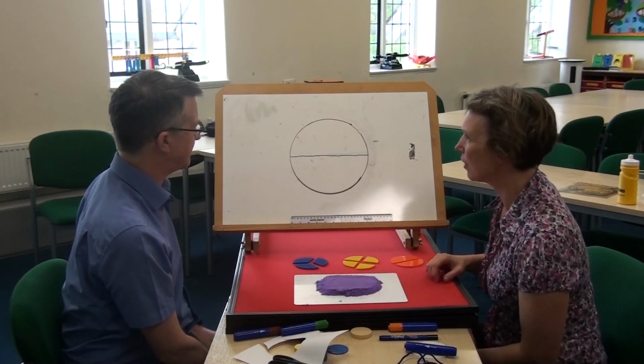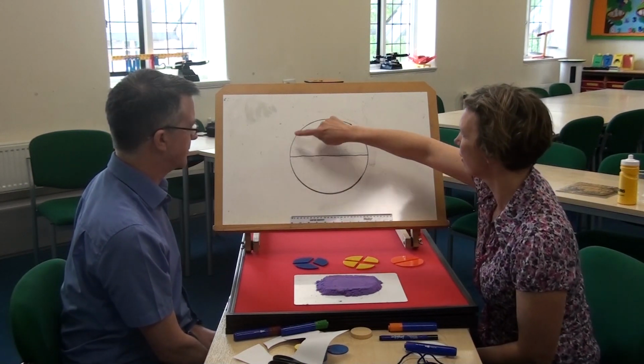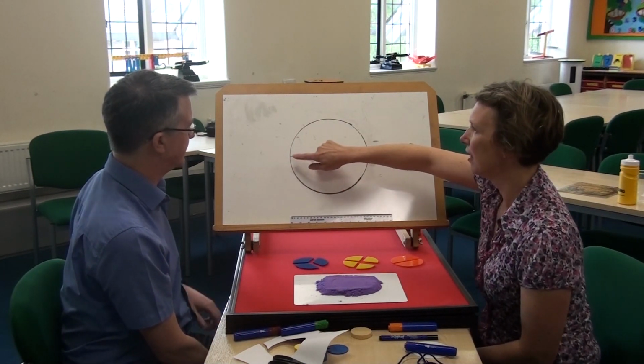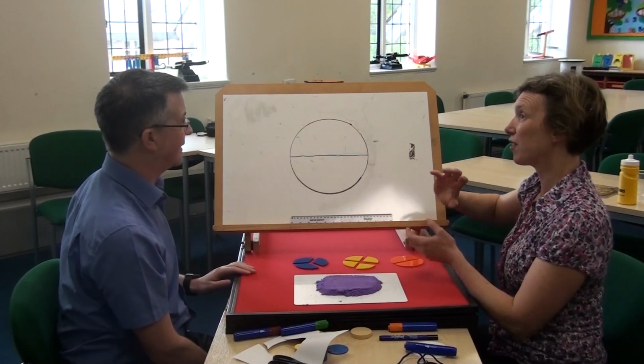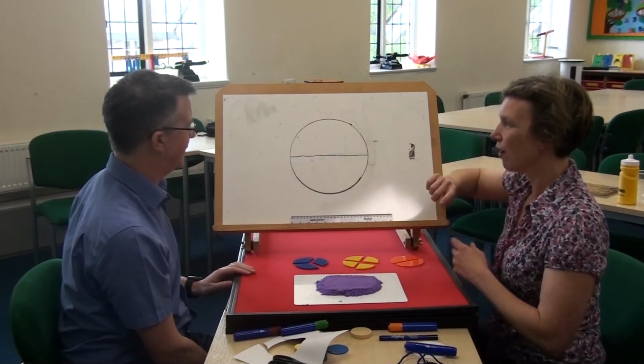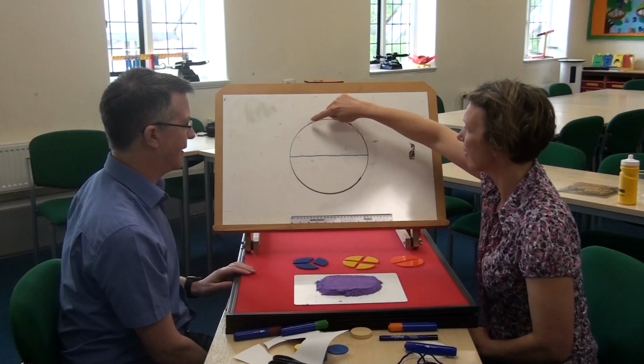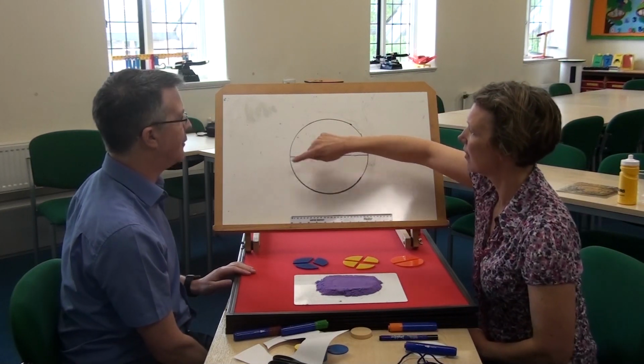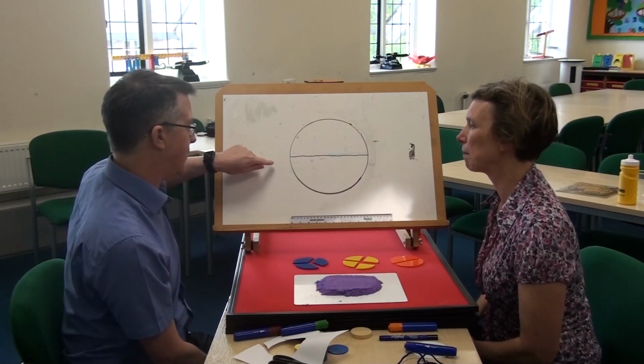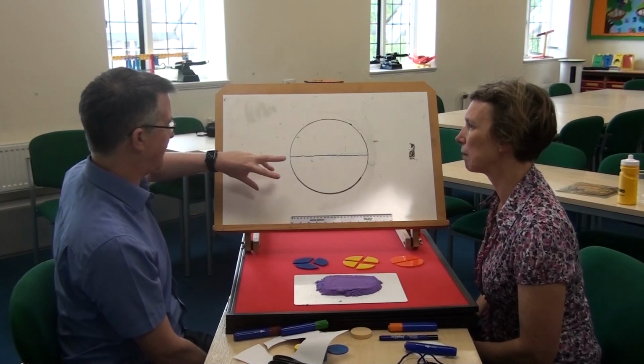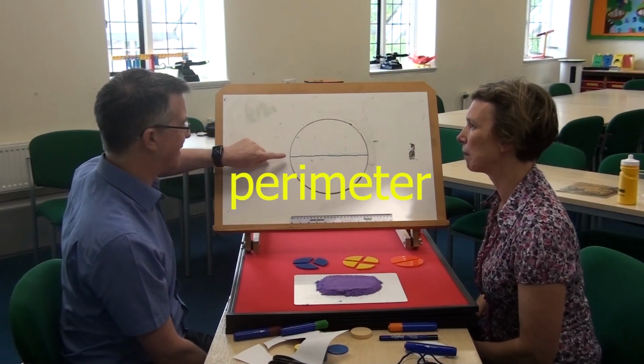And the only other information we've really got on a circle is the distance all the way around the circle. If you imagine a bicycle tyre, if you imagine doing a full turn, that distance that the bike would travel is called the circumference. Now, in other 2D shapes, the distance around the outside of the shape is called a perimeter.